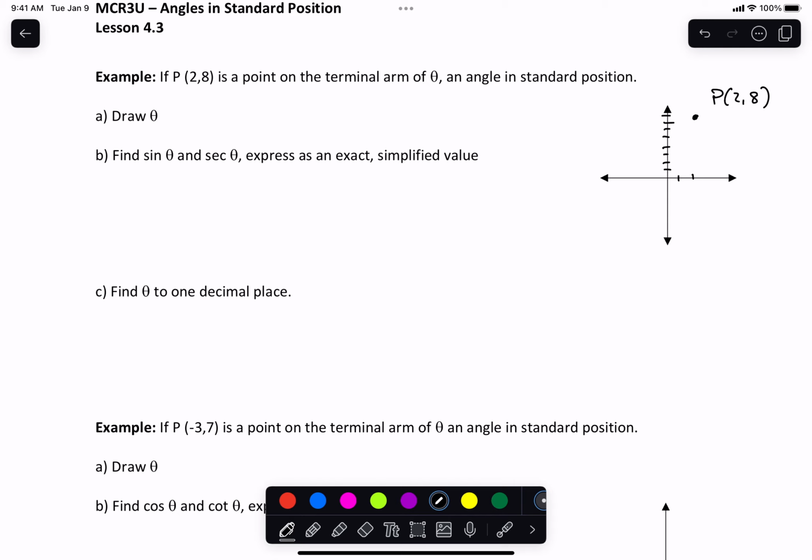Now, on the test, in the interest of condensing the test down a little bit, I will ask you for all 3 primary trig ratios and all 3 reciprocal trig ratios that correspond with that point, which is what we're going to do. We're just going to do 2 of them now, but in any event, here's what we got. So here, I'm going to draw the terminal arm. And this is theta.